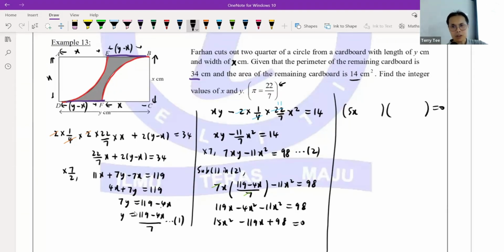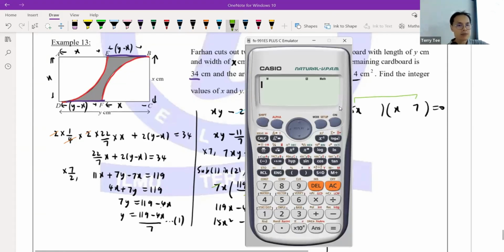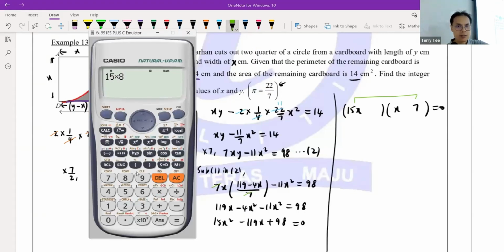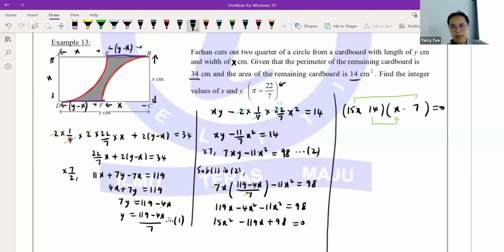So I have to break this up. 14 over 15 and 7. So that means I need to put a 15 here. I need to put a 7 here because 7 times 15. Let me show you here. 7 times 15 times 7 is 105. You can add with 14 to get 105 at 14 is 119. So that means this one must give us 14. Both are minus. So x is 14 over 15 and 7.